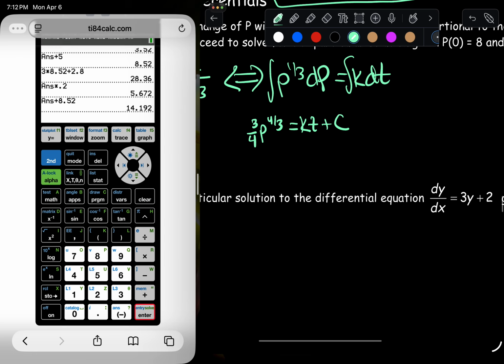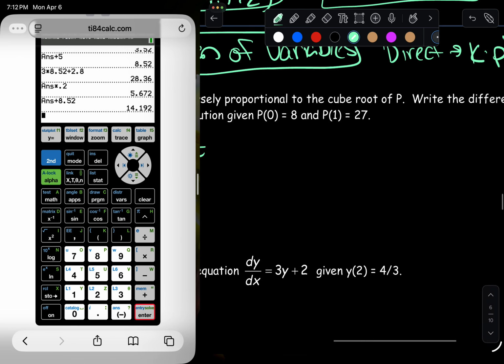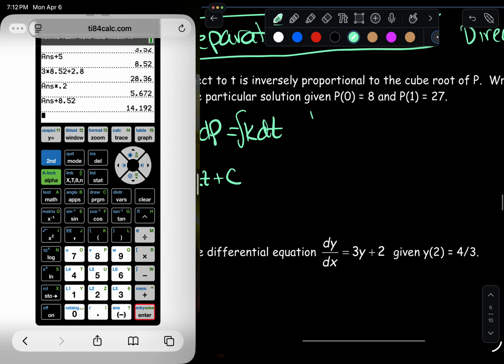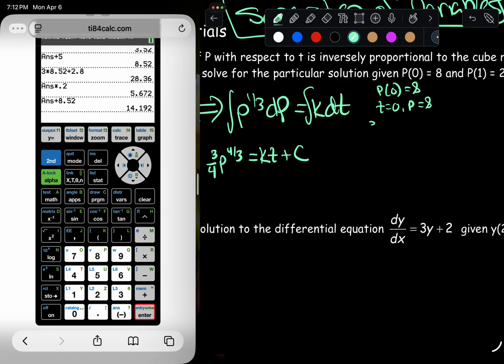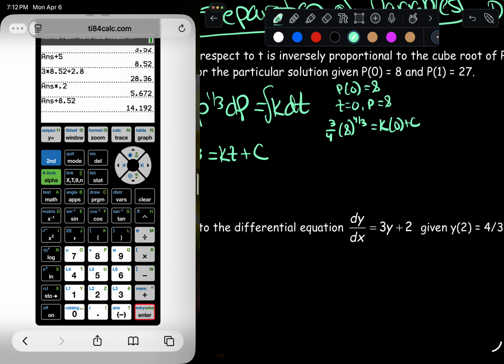If I plug in, we have 0 for t. Let's go ahead and start here. So I have p of 0 is equal to 8. So that means t equals 0, and then p is equal to 8. So plug that into our general form. We have 3/4 of 8 raised to the 4/3 is equal to k times 0 plus c. All right, so when we manipulate this algebraically and reduce it, we end up with, well, we have a calculator.